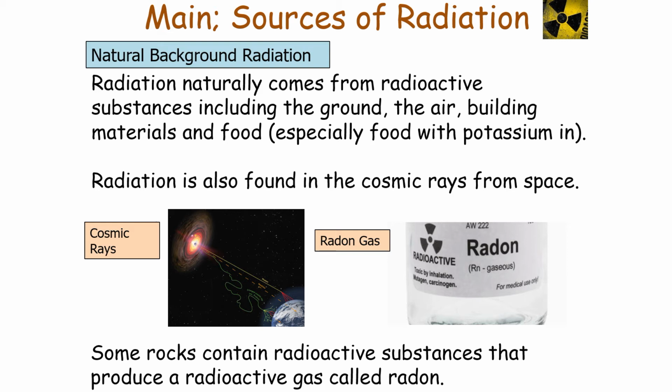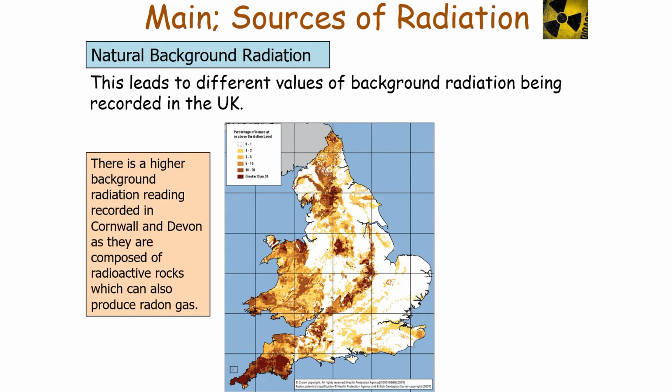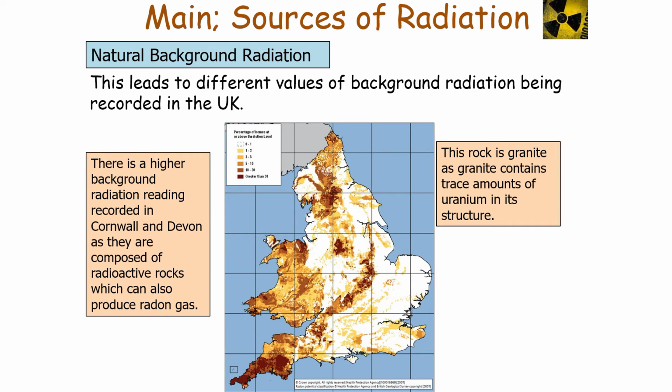Now, radiation is also found in cosmic rays from space, and some rocks contain radioactive substances that produce a radioactive gas called radon. So this leads to different values of background radiation being recorded in the UK. Now you'll notice in this diagram that there's a higher background radiation reading recorded in Cornwall and Devon, as they're composed of radioactive rocks which can produce radon gas. In addition, this rock is granite, as granite contains trace amounts of uranium in its structure.